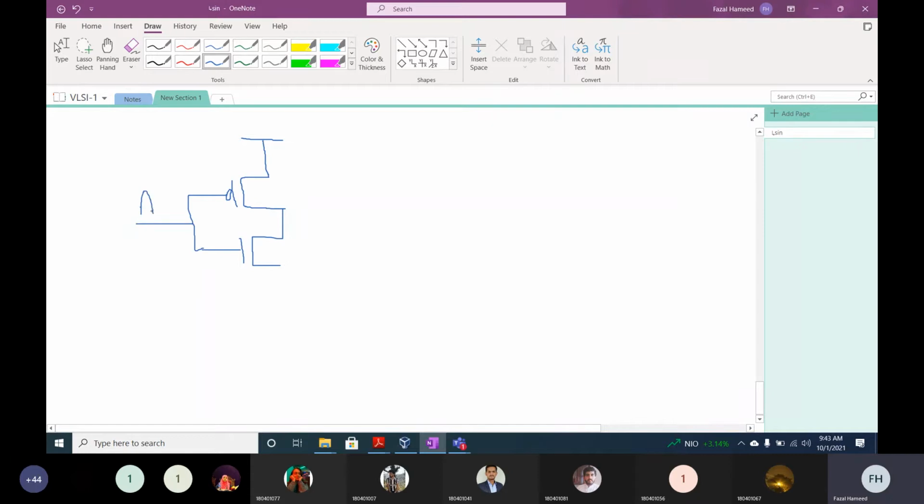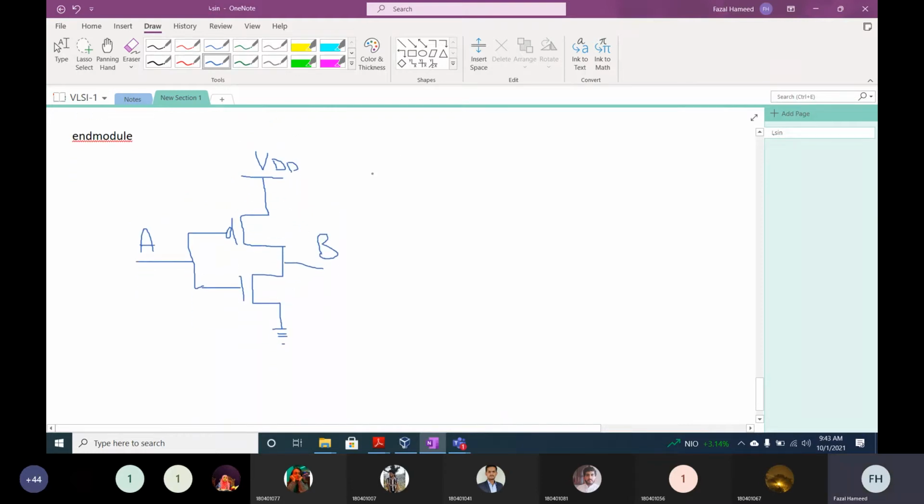So this is a schematic of an inverter with an input of A and output of B. So this is the transistor level schematic. If we look at the gate level schematic, it will look like this. And if you look at the block diagram, the input is A and the output is B. So there are 2 different scenarios.